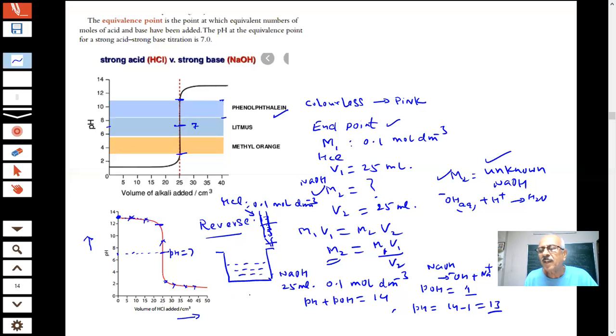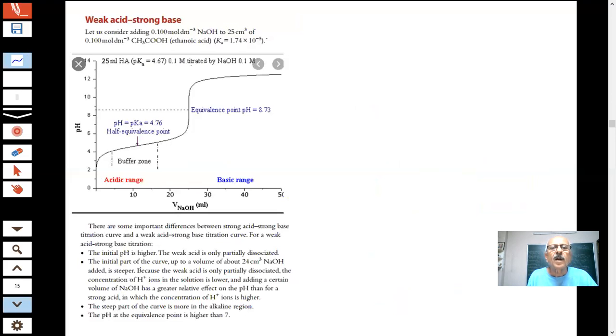This is called the titration curve. It helps me in choosing the right indicator. Okay? Yes, sir. Okay. Here I am talking of now a titration where I am using a weak acid.